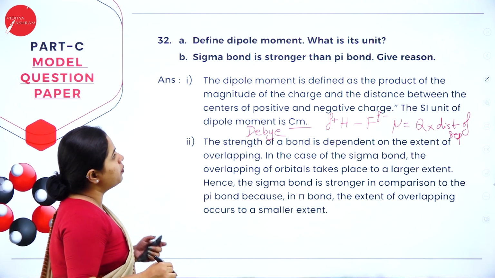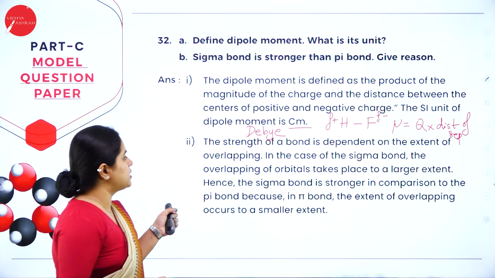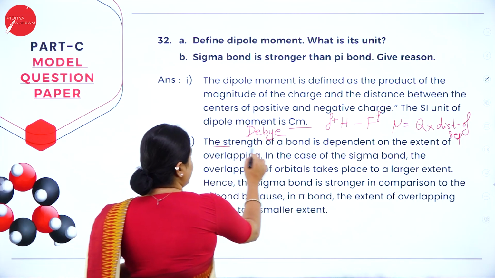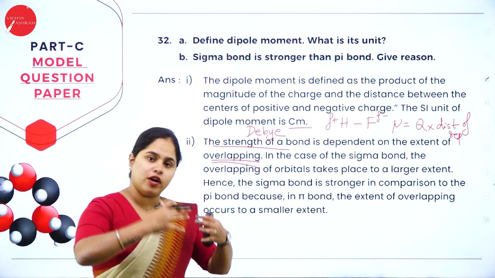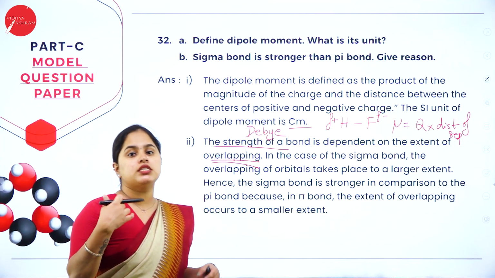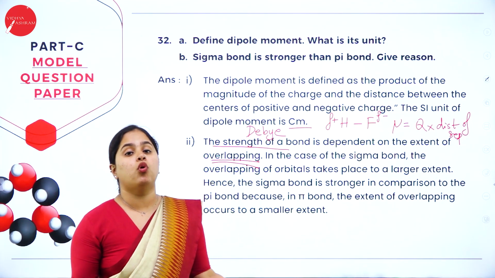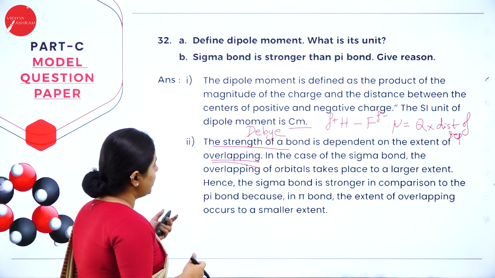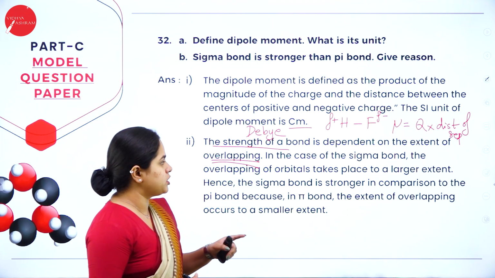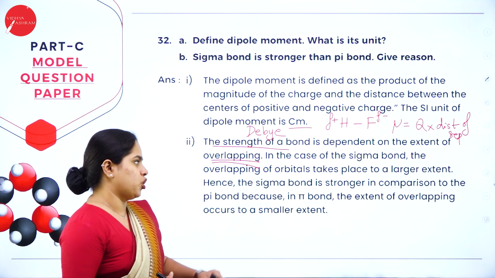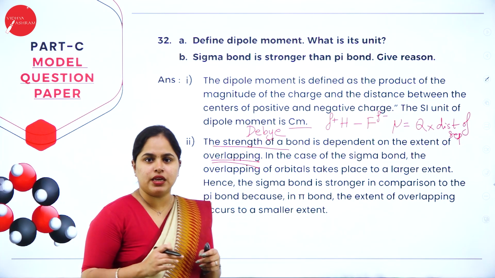Now the next part: sigma bond is stronger than pi bond. Why is it so? Let's see. The strength of a bond is dependent on the extent of overlapping. If the extent of overlapping is more, we can say that the bond is much stronger. So considering sigma bond and pi bond, sigma bond has the greater extent of overlapping. In the case of sigma bond, the overlapping of orbitals takes place to a larger extent. Hence, sigma bond is stronger in comparison to pi bond, because in pi bond the overlapping happens to a smaller extent.